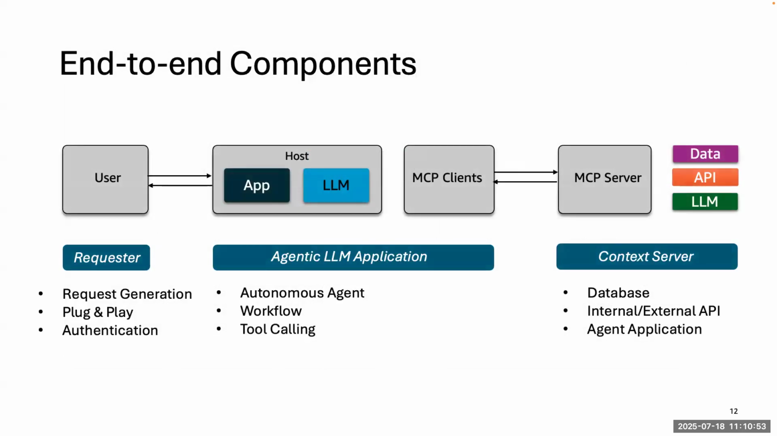Now, looking at the complete picture, you can see here, we have the user interacting with the MCP client, the client which connects to an MCP server, and the server interfaces with the data sources, APIs, and LLMs. Now, this creates an end-to-end solution. Each component has specific responsibility. The requester handles the authentication and request generation. The agentic LLM application manages the workflows and tool calling. And then the context server interfaces with the databases and the APIs.